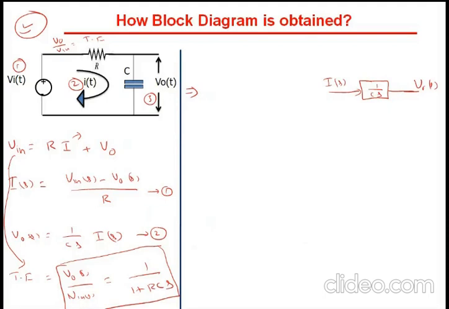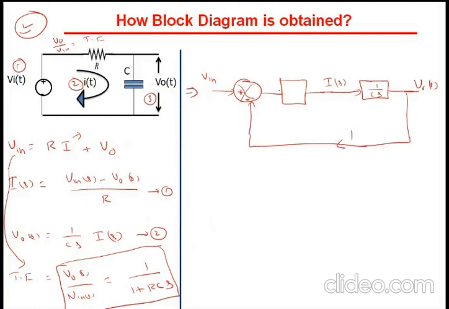I of s is equal to v in minus v naught, multiplied by 1 by r. I can write this expression as multiplied by 1 by r. So I can redraw this particular block diagram like this. If you observe this, just observe clearly how I am redrawing this. So plus I am writing here, this is v in, here this is minus, taking from v naught whose gain is 1.